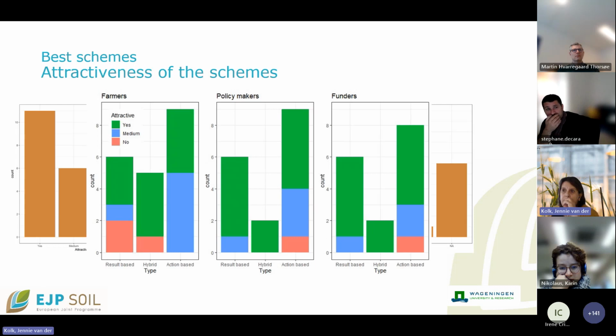If you combine these schemes, with the result-based or hybrid schemes and the action-based schemes, then you see that the farmers like the action-based schemes more. The policymakers also like the action-based schemes more, even though it's promoted that there should be result-based schemes, they like the action-based schemes more.